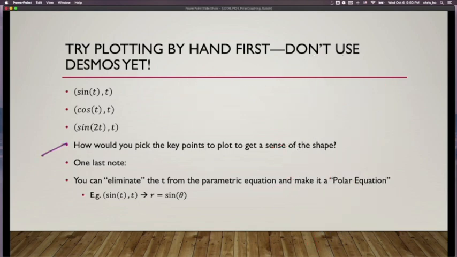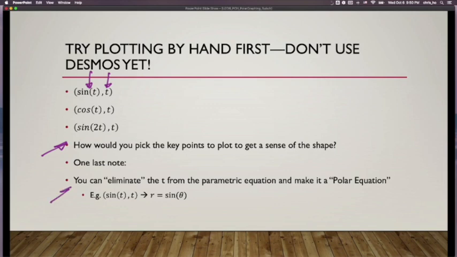So the key about plotting a polar graph is you need to be strategic in terms of picking the values of t so that you have some meaningful number that you can plot on the xy plane or on the polar plane. Okay.